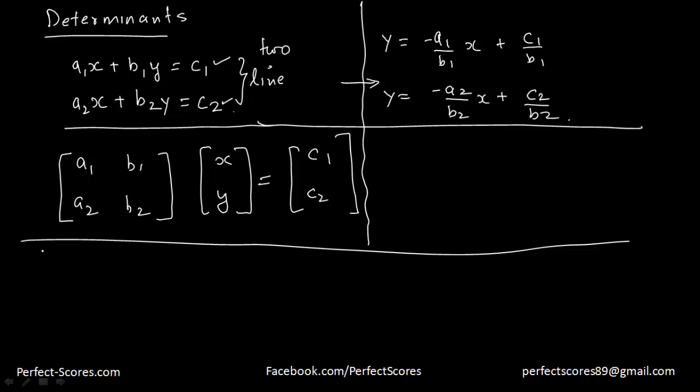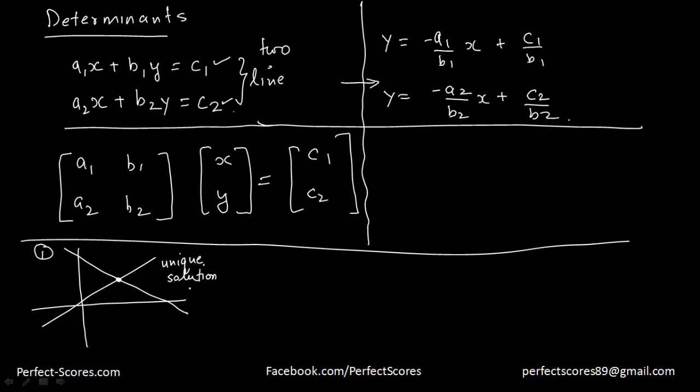So I'm going to show you those ways. The first way the two lines can intersect is a very natural way, wherein they intersect at one particular point. That means over here I have a unique solution for x and y. That means I have a unique value of x and a unique value of y where these two lines intersect.